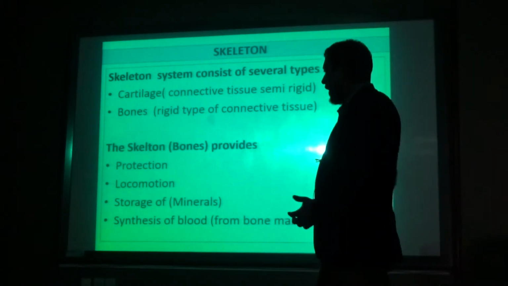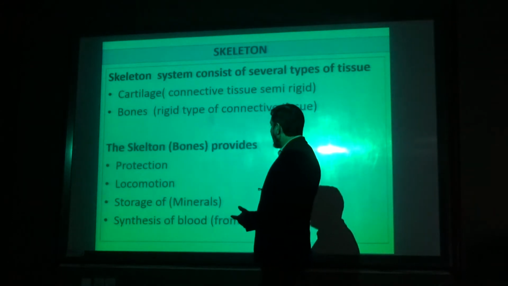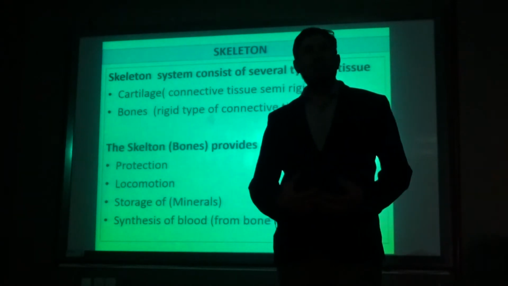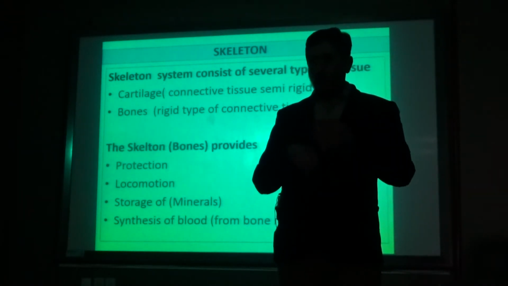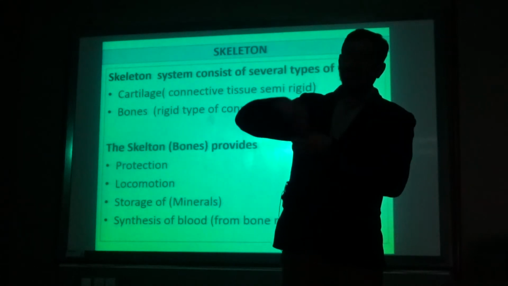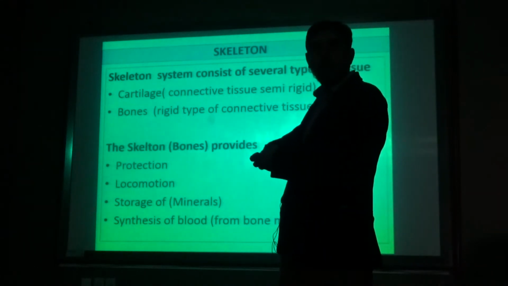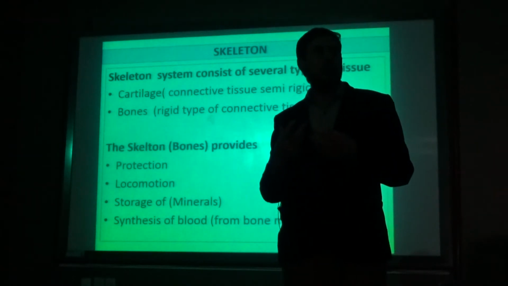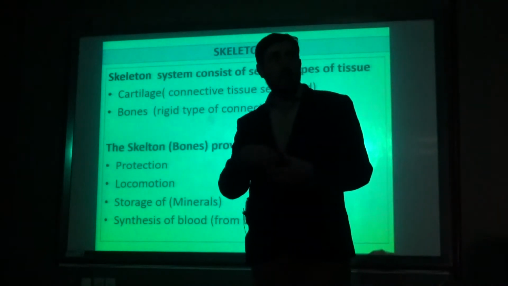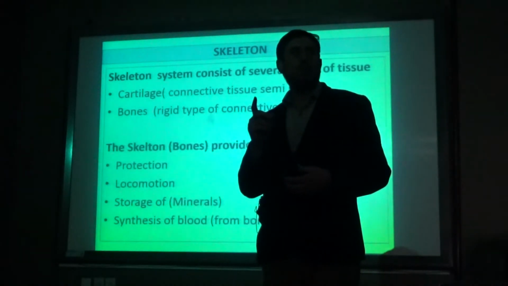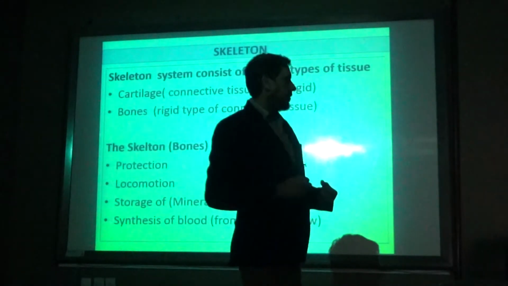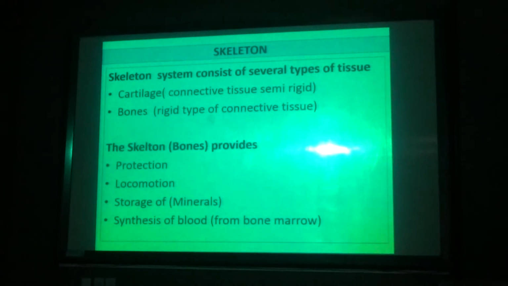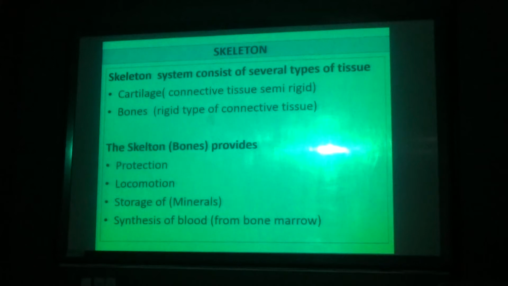Locomotion is there. And it also stores some minerals and synthesizes blood by the presence of bone marrow tissue. Where is the bone marrow cavity? Inside the bone, we have a cavity which contains another type of tissue, not bone. This is a blood forming tissue, not a part of the bony tissue. It is inside the bone, but it's not bony tissue, it's a connective tissue, bone marrow. It makes blood, as we know. So, synthesis of blood from the bone marrow. Now these are the functions of the skeleton.